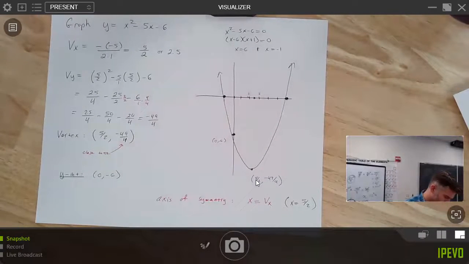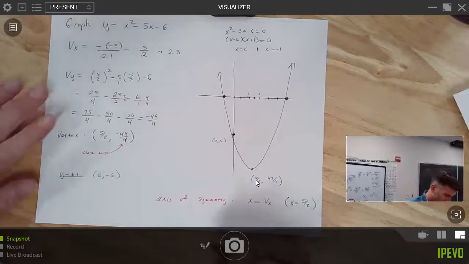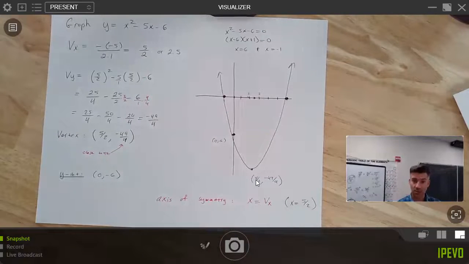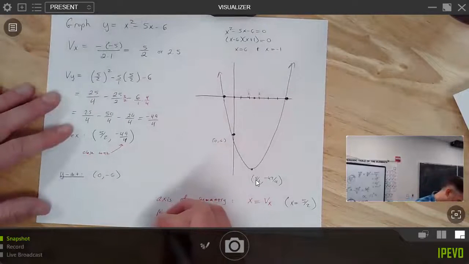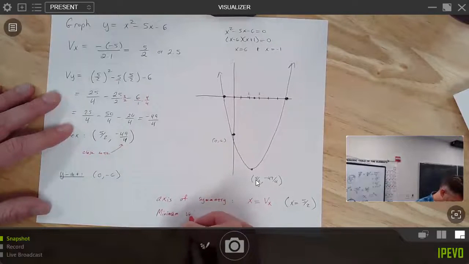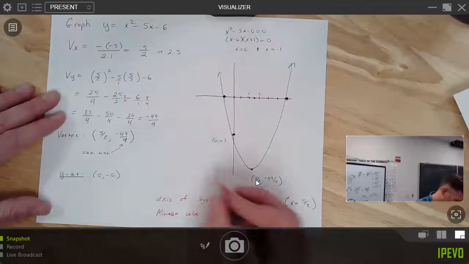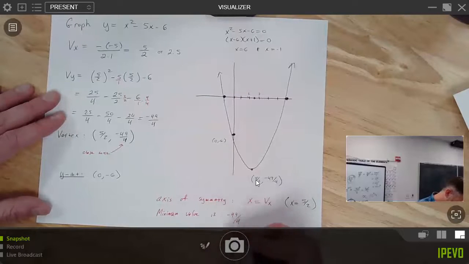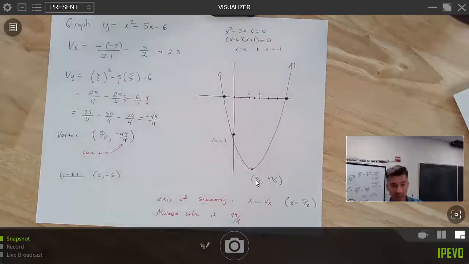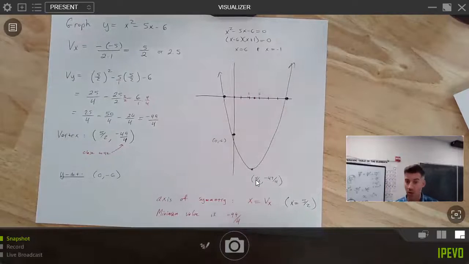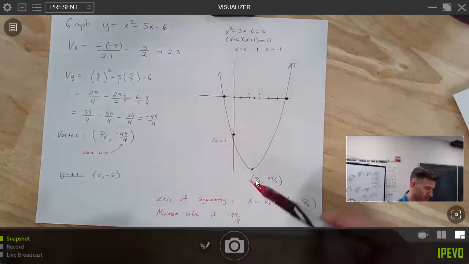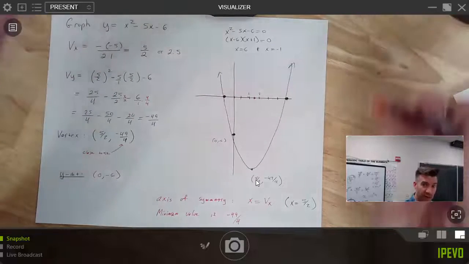And then there was something else I wanted to mention. Oh yeah. In this case, do we have a maximum or a minimum? We definitely have a minimum. So the minimum value is -49/4. And just to be very, very explicit, it does not have a maximum, right? A parabola can either have a maximum or a minimum, but not both. There is no maximum value as this thing gets larger and larger without bound.